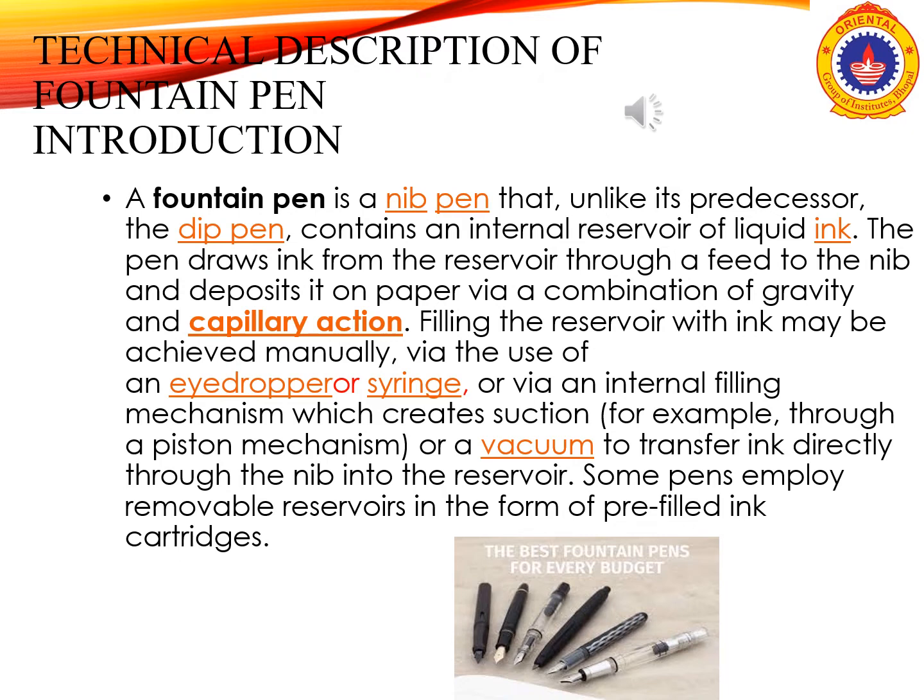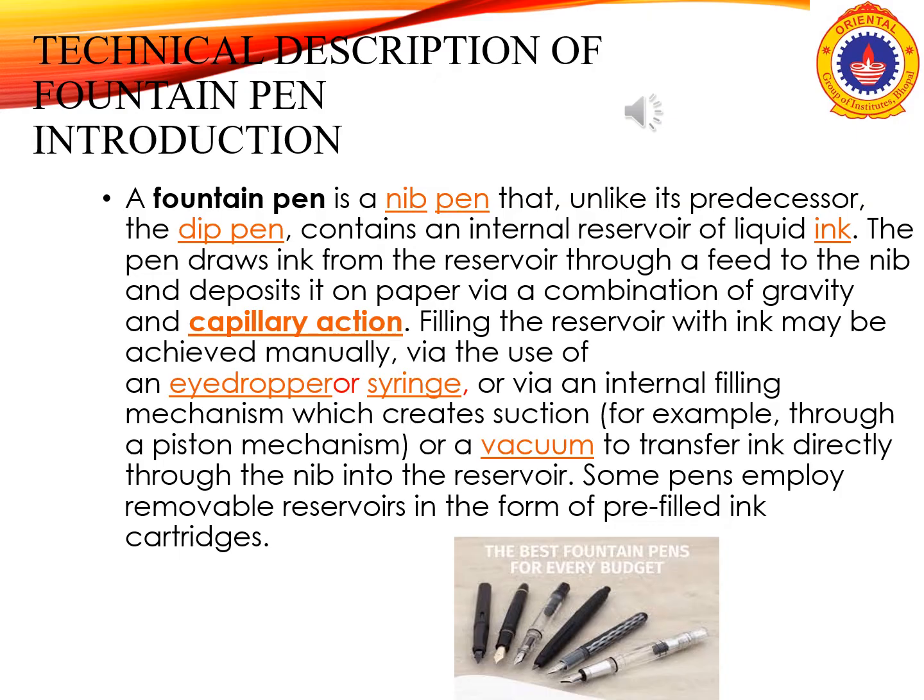A fountain pen is a nib pen that, unlike its predecessor, the dip pen, contains an internal reservoir of liquid ink. The pen draws ink from the reservoir through a feed to the nib and deposits it on paper via a combination of gravity and capillary action. That is, through capillary action the fountain pen works. The ink goes and we are able to write.